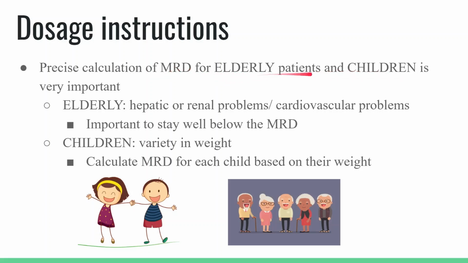This is very important, and you might be wondering why these specific populations of people. For elderly patients, we need to be very careful in calculating the dose because most of them have hepatic or some renal problems or cardiovascular problems, which will therefore make them more susceptible to toxicity by the local anesthetic, which means that for these patients, it's important to stay well below the maximum recommended dose. The maximum recommended dose is a guideline that we use to administer an effective dose to the patient that is still safe. We should never go beyond or above the maximum recommended dose.